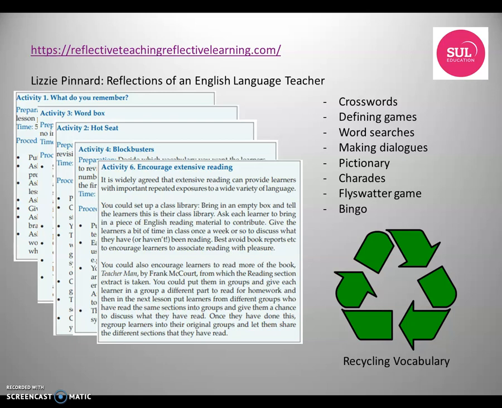Bingo. You can write the words that you want to recycle on a bingo card. Blank bingo cards can easily be found online. Call the definitions. The students, perhaps in pairs, cross out the words, and when they've crossed out all the words on their card, bingo.